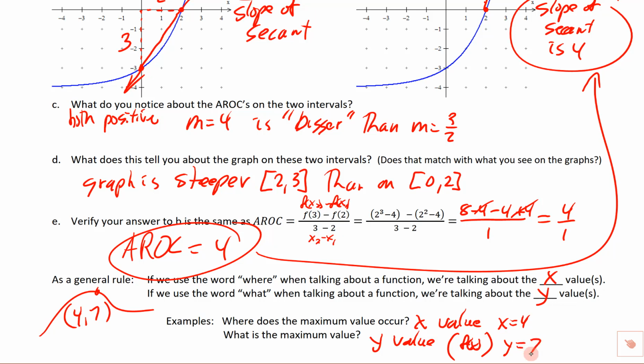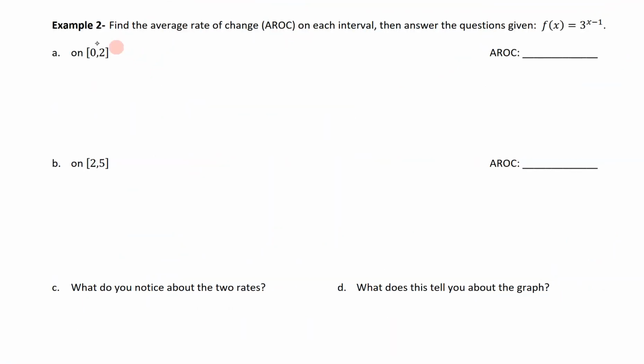We're going to do a couple more on the backside. Let's go ahead and take a look at those. Example 2 on the backside says find the average rate of change, which we're going to abbreviate AROC, on each interval, then answer the questions given the fact that f of x equals 3 to the x minus 1. So here's our function right here. And we're going to find the average rate of change on this interval. Now, I sometimes like to write the bottom first, so I'm going to write 2 minus 0 here because this is going to be x1 and this is going to be x2.